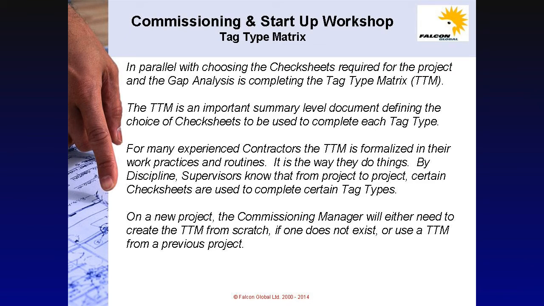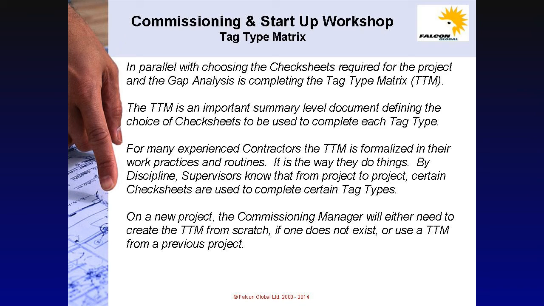In parallel with choosing the check sheet types required for the project and the gap analysis is completing the tag type matrix, or TTM as it's also known. The TTM is an important summary level document defining the choice of check sheets to be used to complete each tag type. For many experienced contractors, the TTM is formalized in their work practices and routines. It is simply the way they do things. And supervisors know that from project to project, certain check sheets are used to complete certain tag types.